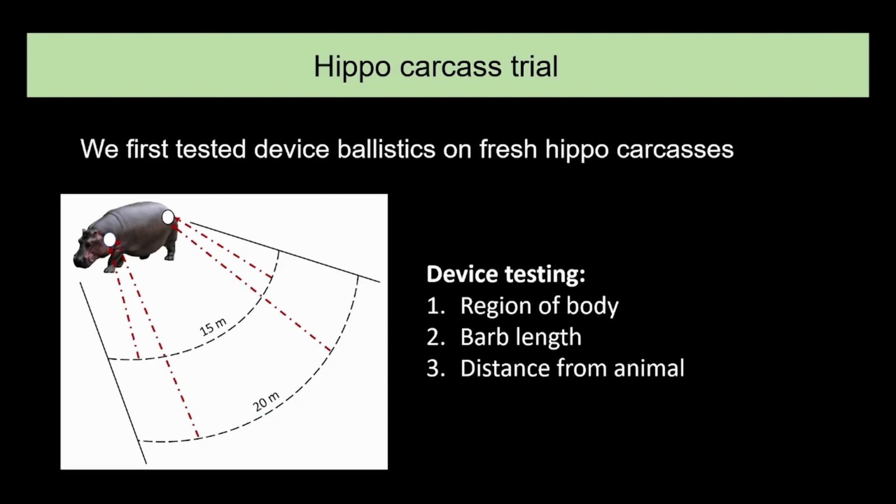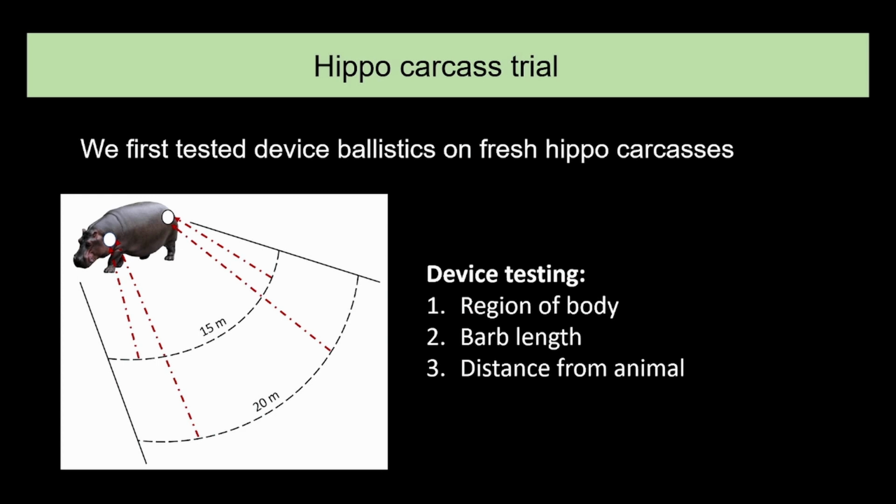So our first port of call was to try this approach on hippo carcasses, just to do our due diligence. We wanted to test, number one, which region of the body would be best for this, either the hind rump or the neck, and this could have been useful for accelerometer use. We tested two barb lengths that are commercially available, 47 and 69 millimeters long.